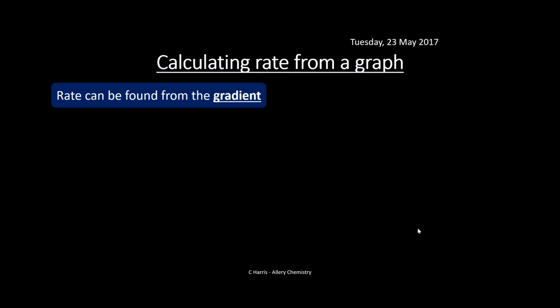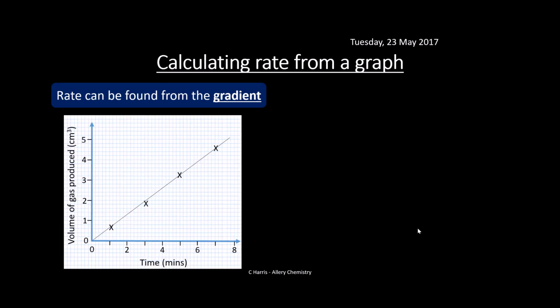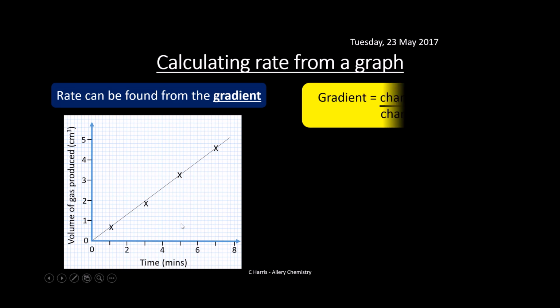Obviously we can plot results on a graph, and then from that graph we can calculate the rate. So rate can be found using the gradient of a graph. You can see here that we've got the volume of a gas produced, a straight line graph, and the time in minutes. Now the gradient is the change in y over the change in x. So remember, this is your y-axis along here. That's your x-axis along the bottom.